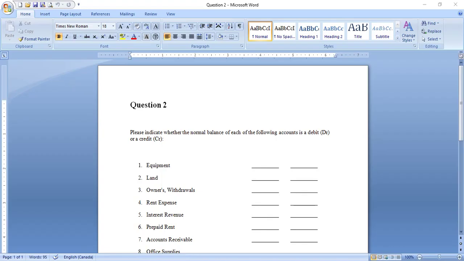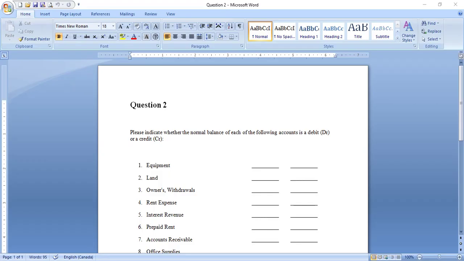Land. Asset debit. Yes. Withdrawal. That will be the withdrawal account. Normal balance is debit. For the withdrawal, normal balance is debit. Rent expense. Rent expense is expense account. Normal balance is debit. Yes, it's going to hit the equity, but before we hit equity, we're going to keep it as expense.